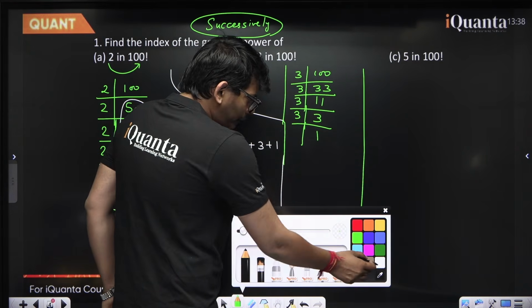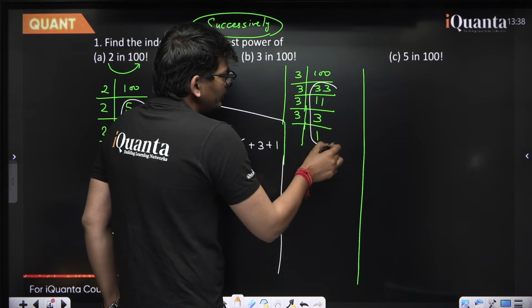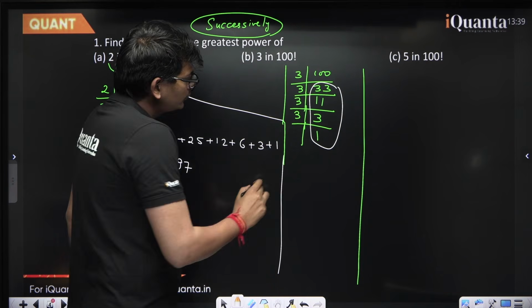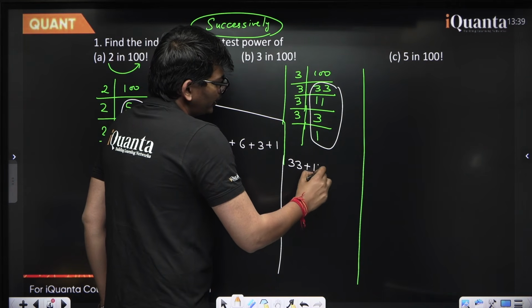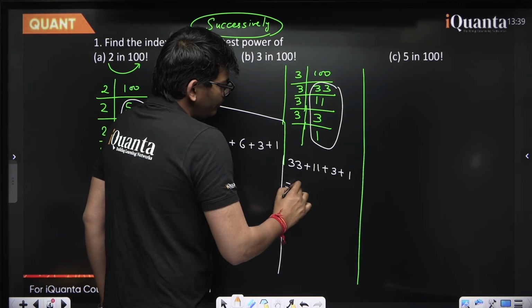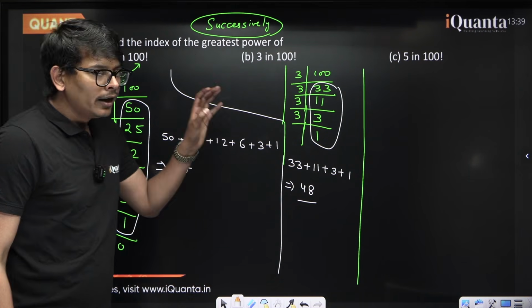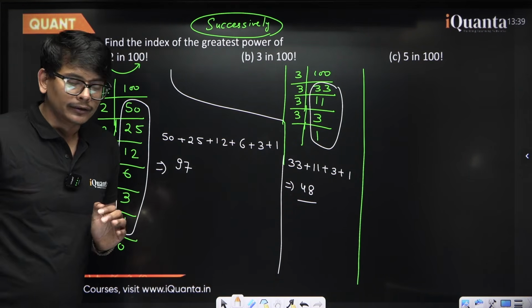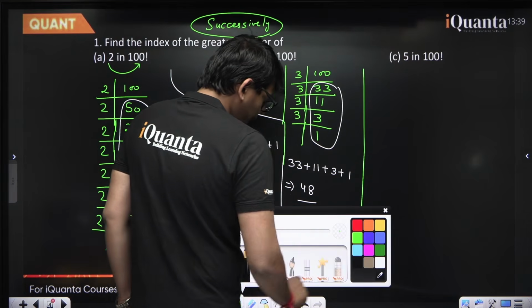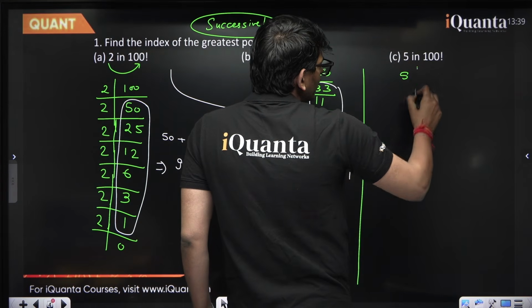Now you have to take the sum of this, right? So 33 plus 11 plus 3 plus 1, that will be 48. So highest power of 3 in 100 factorial will be 48. Next, highest power of 5 in 100 factorial.